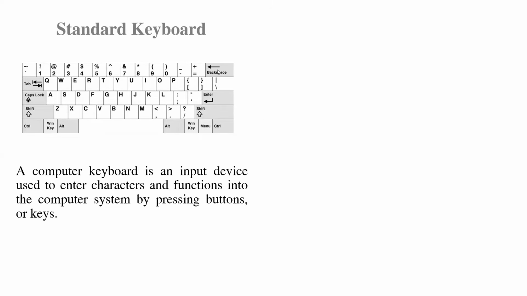A keyboard is an input device used to enter characters and functions into the computer system by pressing buttons or keys. That is why it says characters and functions. Sometimes when you click a particular key, you are executing a function on a computer. You are not writing anything. For example, I want to increase the volume, or decrease the brightness of the computer, or do other things. So you are not printing anything, you are executing a function.